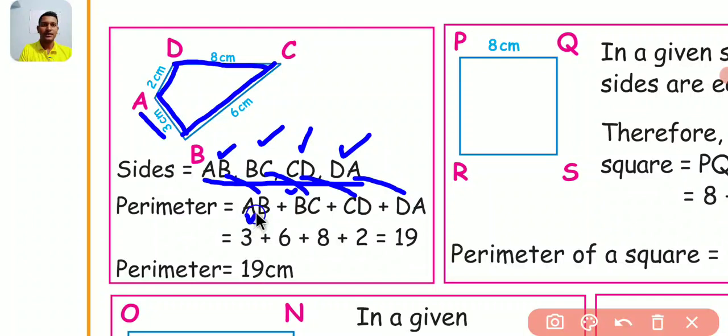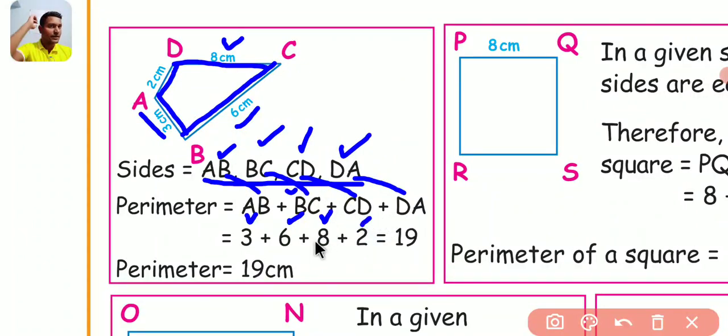Next, what is BC here? 6 centimeters, so they are writing 6. And what is CD? CD is how many centimeters? 8 centimeters. So they are writing 8. Here what is DA? 2 centimeters. So they write 2.